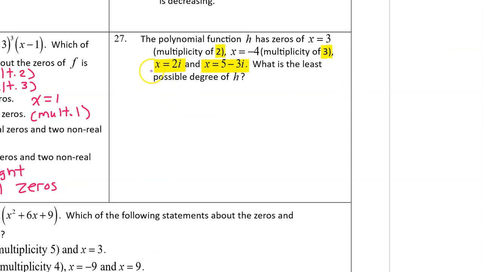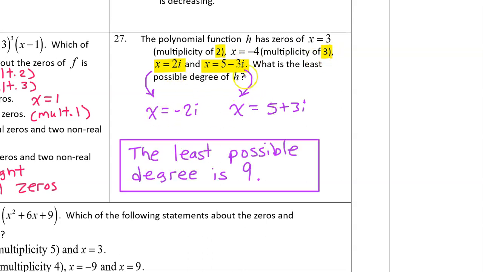However, be careful. Imaginary zeros always occur in pairs called conjugates. So if x equals 2i is a zero, that means there is automatically going to be another zero of negative 2i. If x equals 5 minus 3i is a zero, there must also be a zero of x equals 5 plus 3i. So that's 5 real zeros plus 4 imaginary zeros. So the least possible degree is 9.